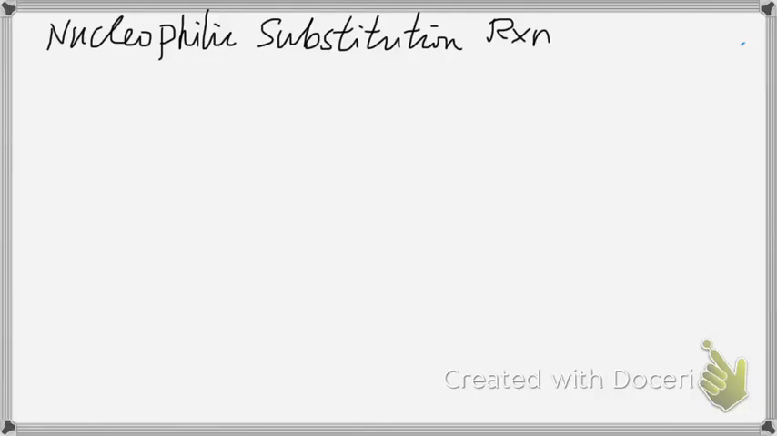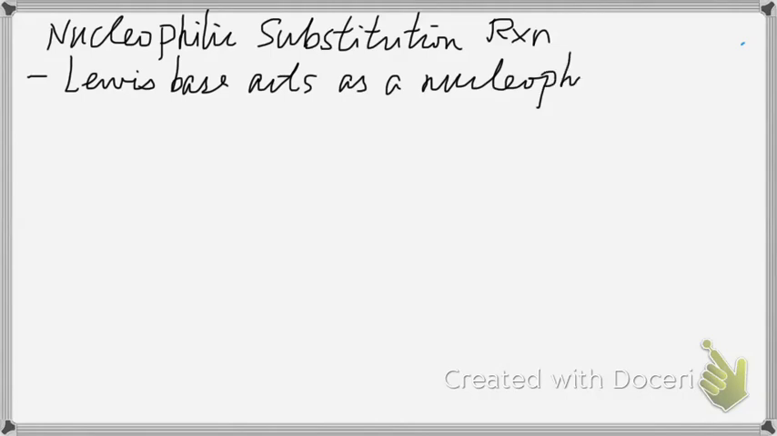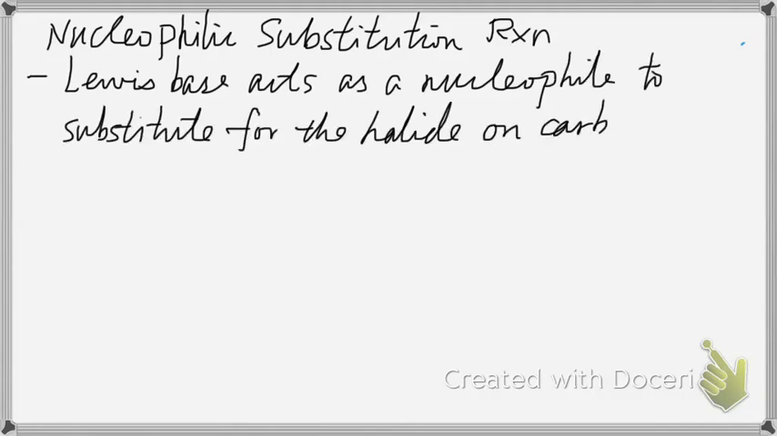In this class, we will start to talk about nucleophilic substitution reactions. For nucleophilic substitution reactions, a Lewis base will act as a nucleophile to substitute for the halides on the carbon. So here the Lewis base will be something that has lone pairs of electrons that can donate the lone pairs of electrons, electron donors. We call it a nucleophile.